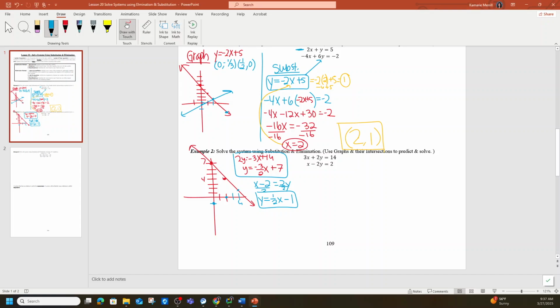Let's see if this one's correct. We're going to go down 3 and over 2. So where does it look like my solution is going to be? 4, -1. Looks like my solution is going to be 4, -1.